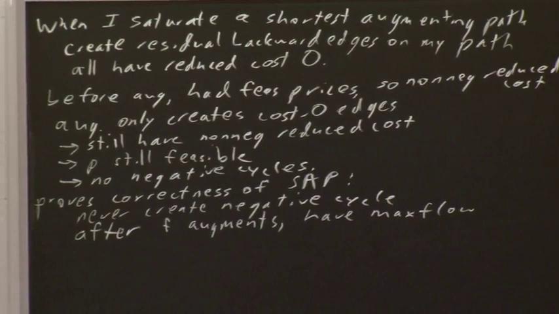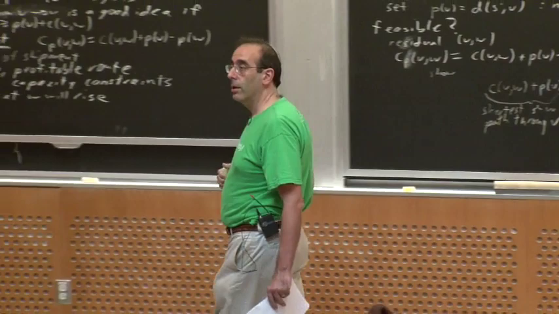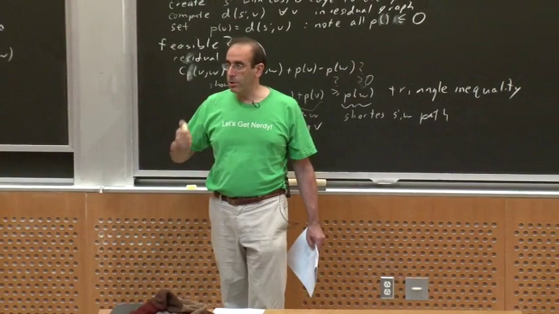Now, how long does it take to run? So you've been sort of using shortest to mean min cost. Cheapest. Yes, absolutely. So here, all of our lengths are defined by the cost function.